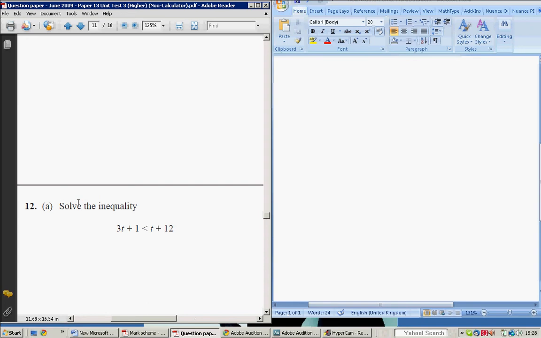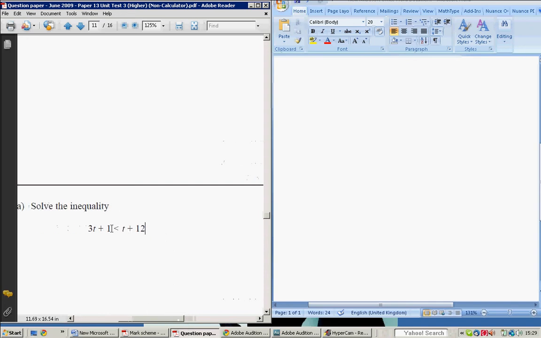Question 12a. Solve the inequality 3t plus 1 is less than t plus 12. If you've no idea what this is all about, t is a letter that is standing for a number. Solve means find out what number that is. We don't know what number t is, but we do know that t times 3 plus 1 is less than t plus 12. So we can treat this pretty much as an equation.